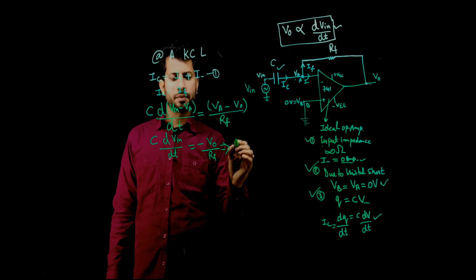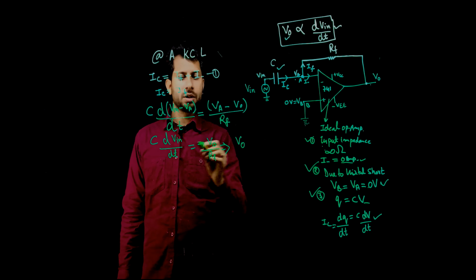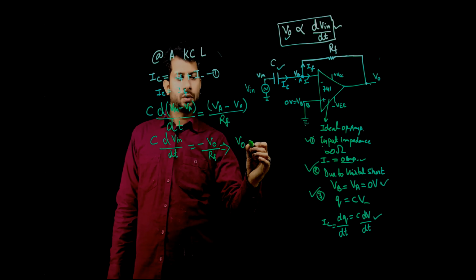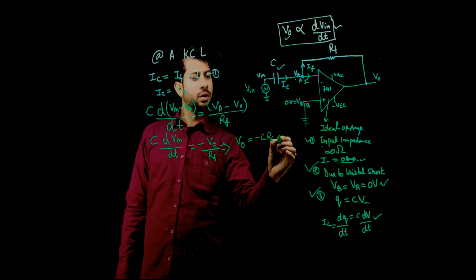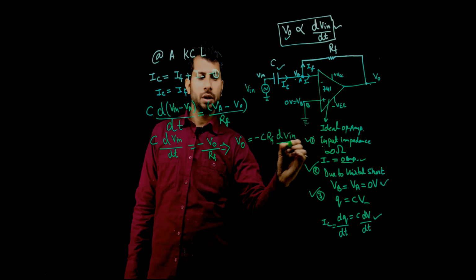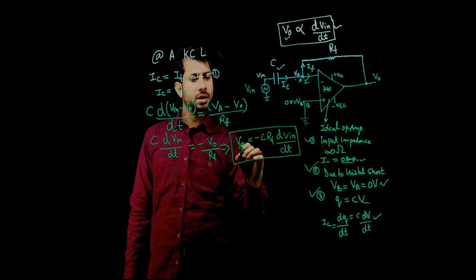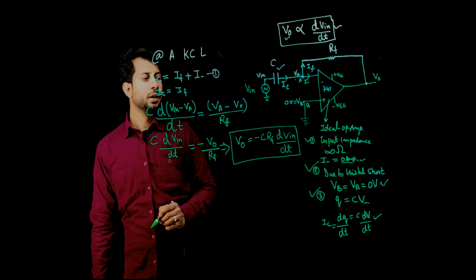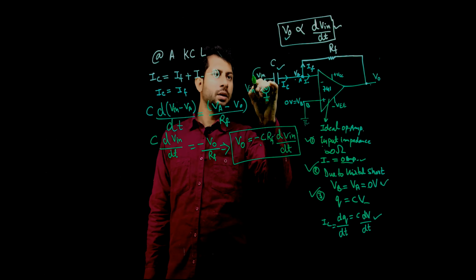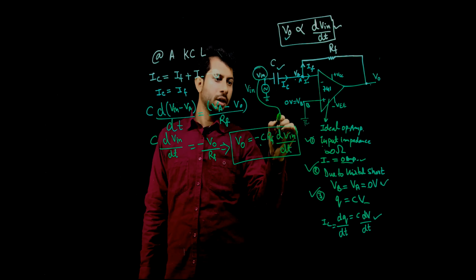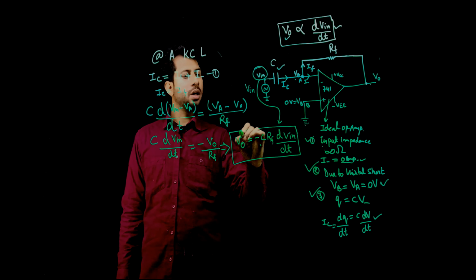We can rearrange this. We have to find this V naught in terms of input voltage in differentiation. We can write V naught equal to minus C into Rf dVin upon dt, and this is the equation which we want to find. And in this equation we can observe that the output is in terms of differentiation of the input voltage with respect to time.